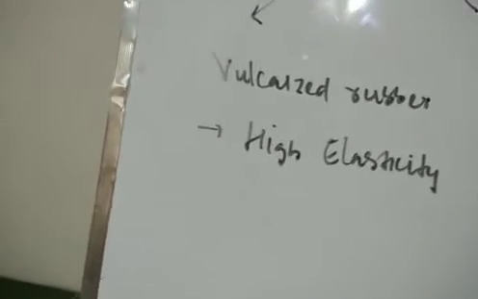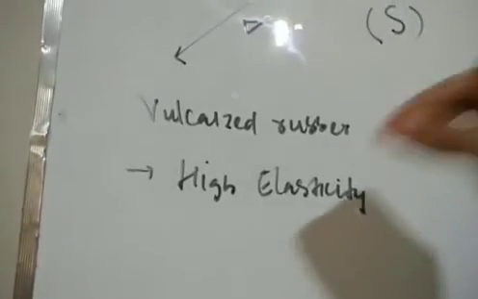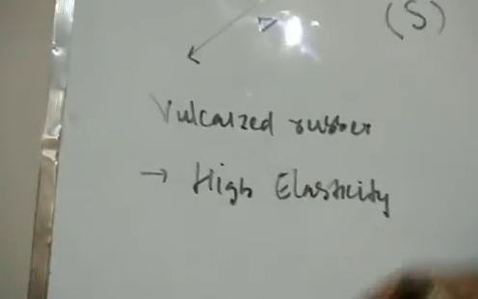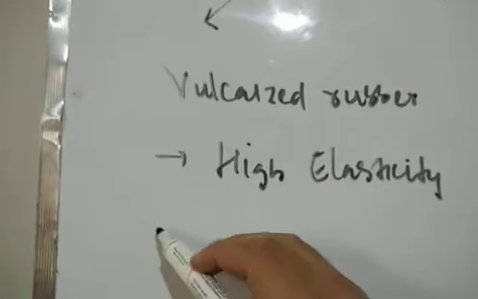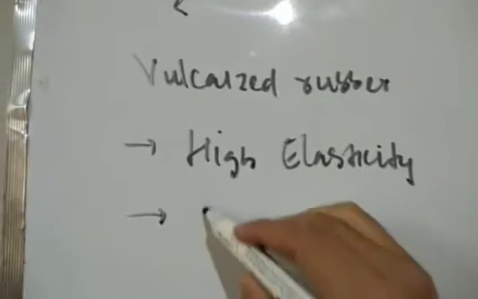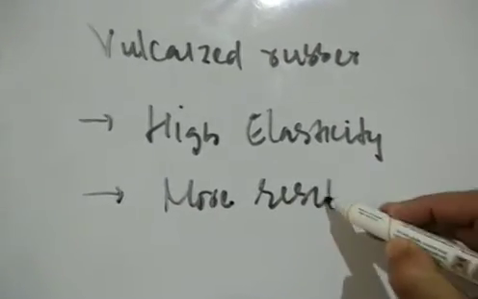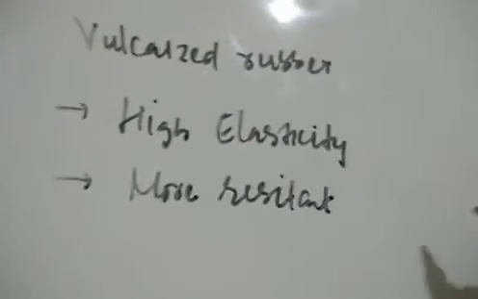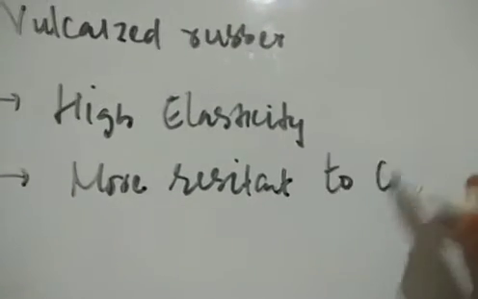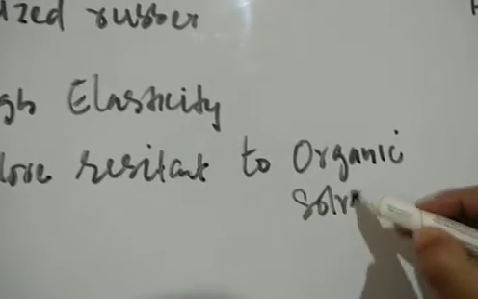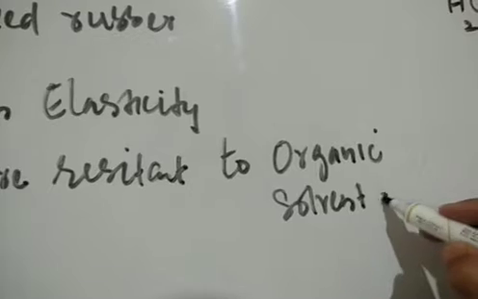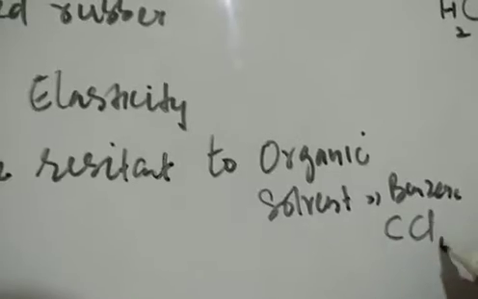One more property is that it is more resistant to organic solvents. Natural rubber gets dissolved in organic, non-polar solvents, and it also gets oxidized easily. But when it gets vulcanized, it becomes more resistant. It shows more resistance to organic solvents like benzene, carbon tetrachloride and so on.